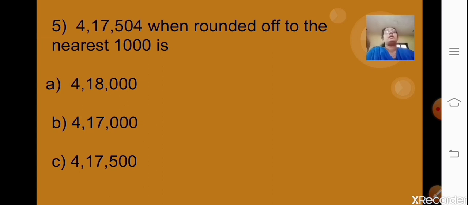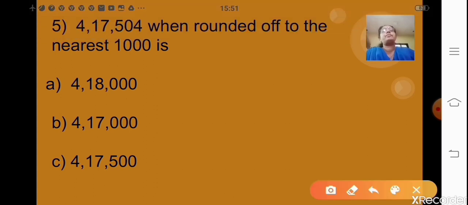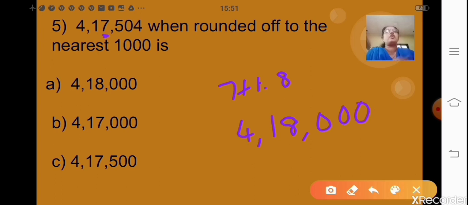Now 4,17,504 when rounded off to the nearest thousand. So here the number in the thousands place is 7. You will see the number in the hundreds place, that is 5. So what you will do is, to the number 7 you will add 1, that is 8. So your answer will be 4,18,000. So which is your correct option? The first one, that is A.